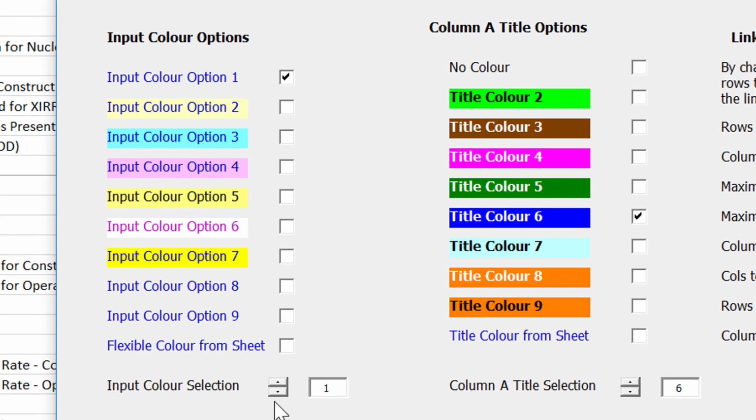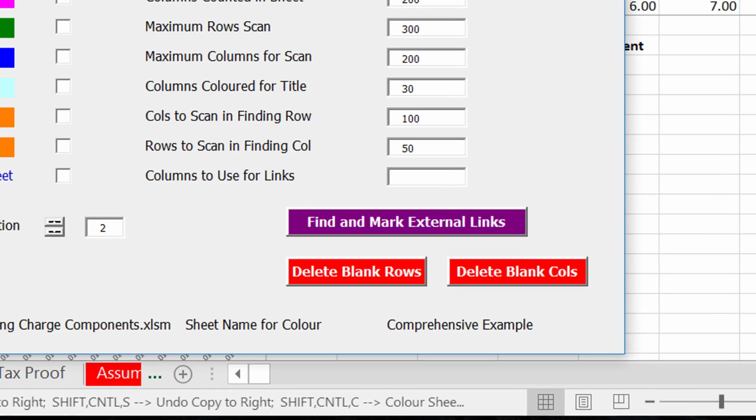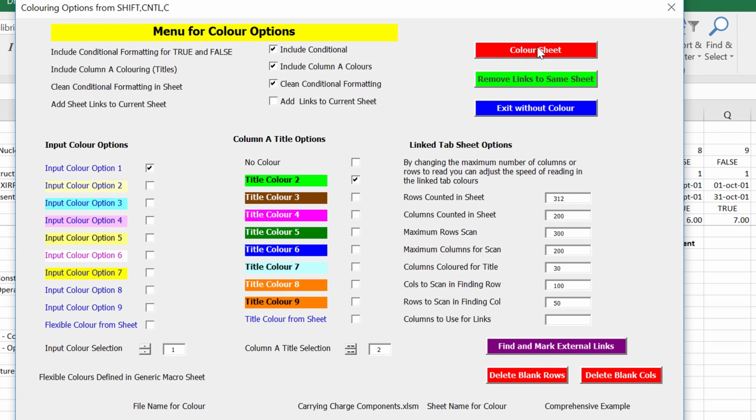So we can change the color inputs. I'm just going to show you our color inputs. We can change the title inputs. Let's make this solar, so maybe I'll make it green. You can remove links, you can delete blank rows and columns now, and then you just press color the sheet. It sometimes takes a minute or so because it's got to go through every row and every column and look across to the other sheets.